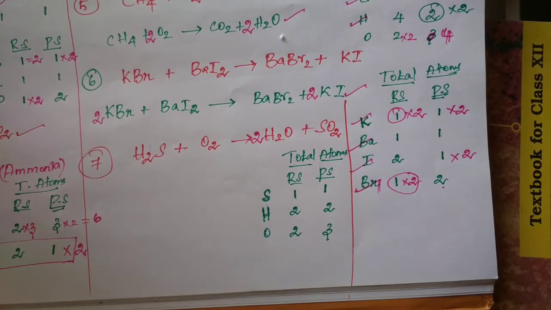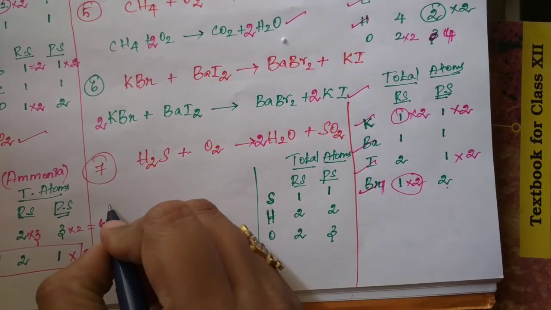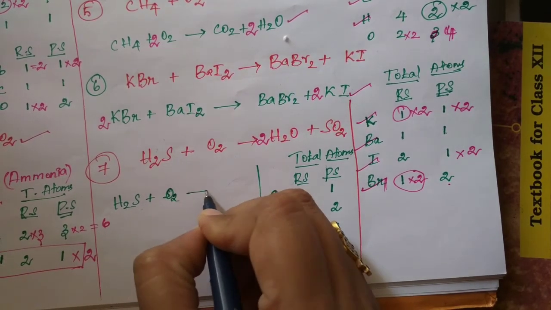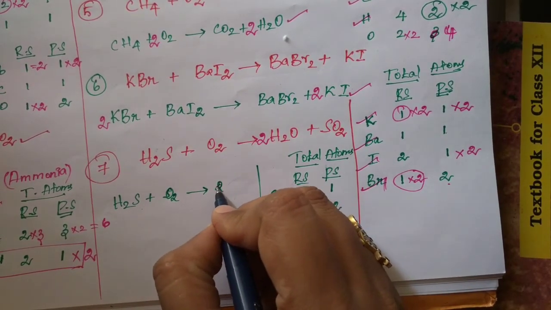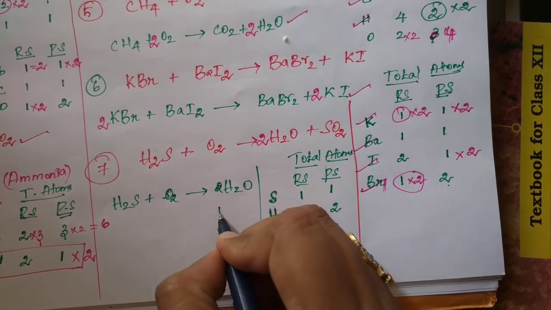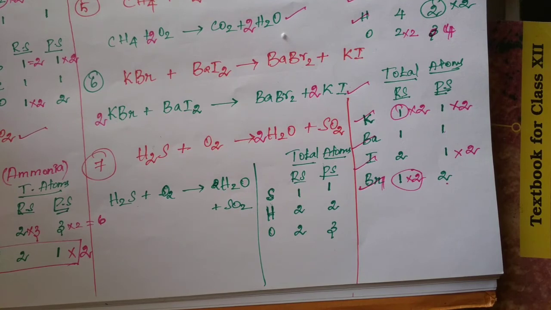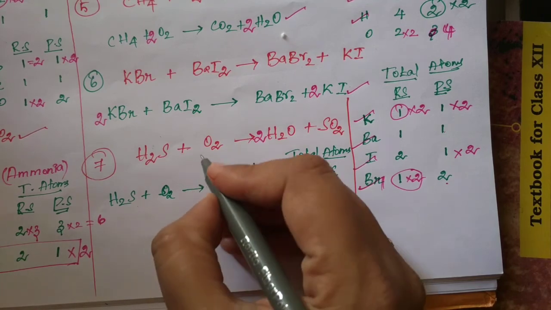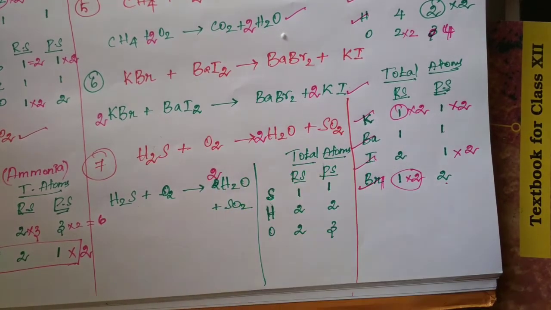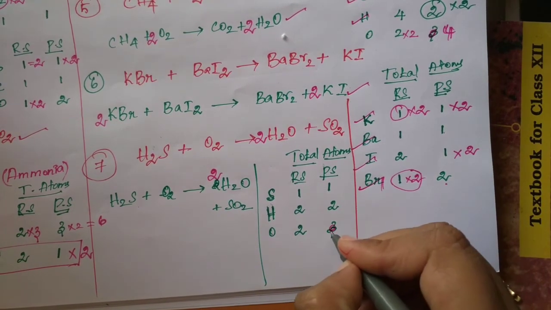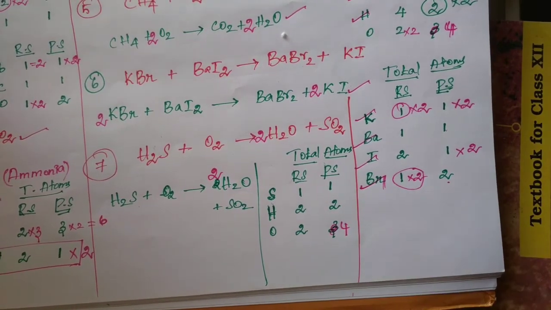First one, H2S plus O2 gives H2O plus SO2, right students? So hydrogen and sulfur is balanced, only oxygen is not balanced. So now I am multiplying this oxygen by 2. Now how many oxygen? Here 2, here 2. Now it becomes 4. Clear?